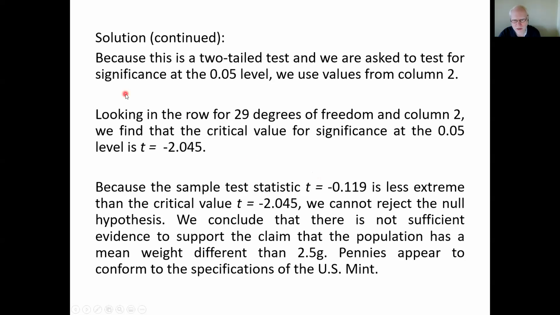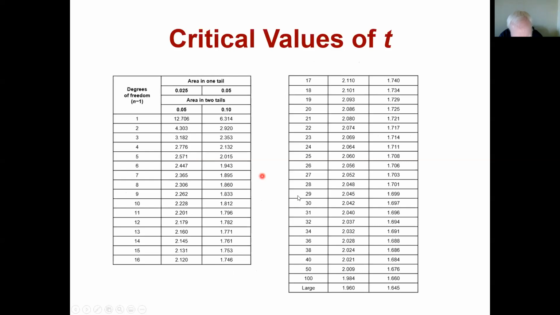Because this is a two-tailed test, and we're asked to test for significance at the 0.05 level, we use column 2, because when it's two-tailed and we're going at 0.05, we always use column 2. Looking for the row for 29 degrees of freedom in column 2, we find that the critical value for significance at the 0.05 level is t equal to minus 2.045. Let's go. 29, 2.045. So why did I write negative?